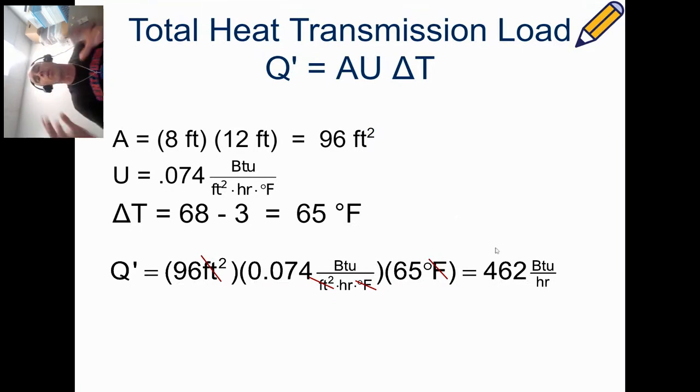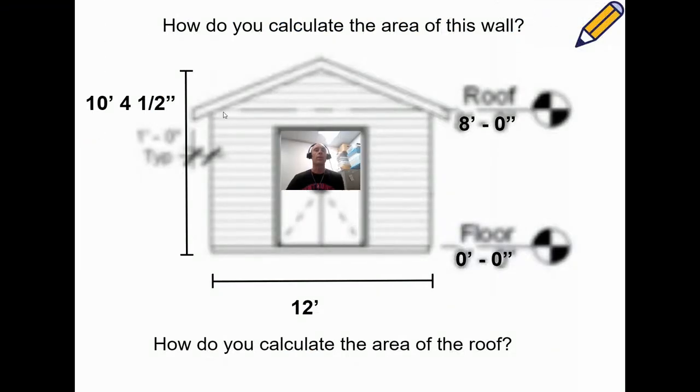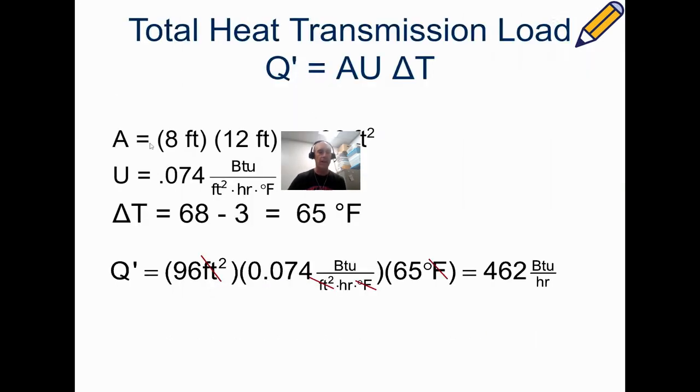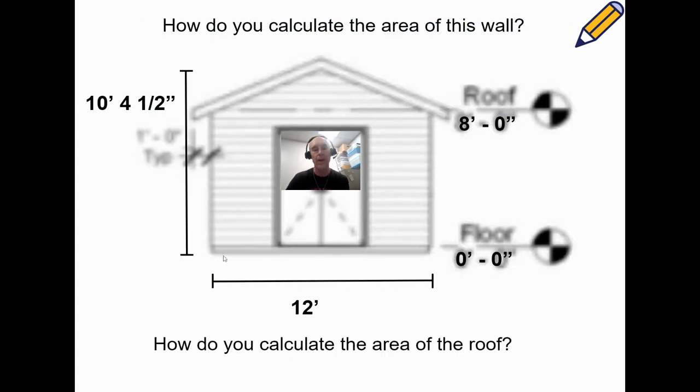So you would do all the walls, you would do the roof, you would add up all those Q values, and figure out how many total BTU per hour we need. And that's how big of a furnace you buy. So you're going to need to do that for your shed right here that we're designing. And you're going to have to figure out the areas of the walls so that you can use that for your area calculation right here. How in the world would you find the area of this wall?